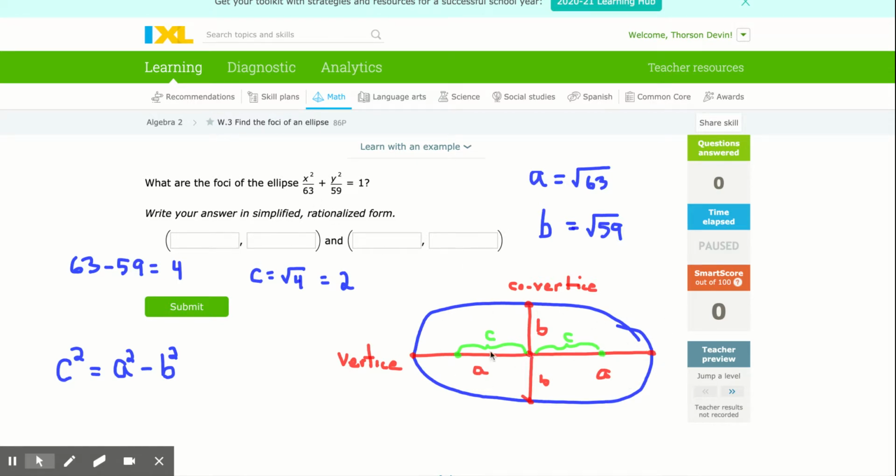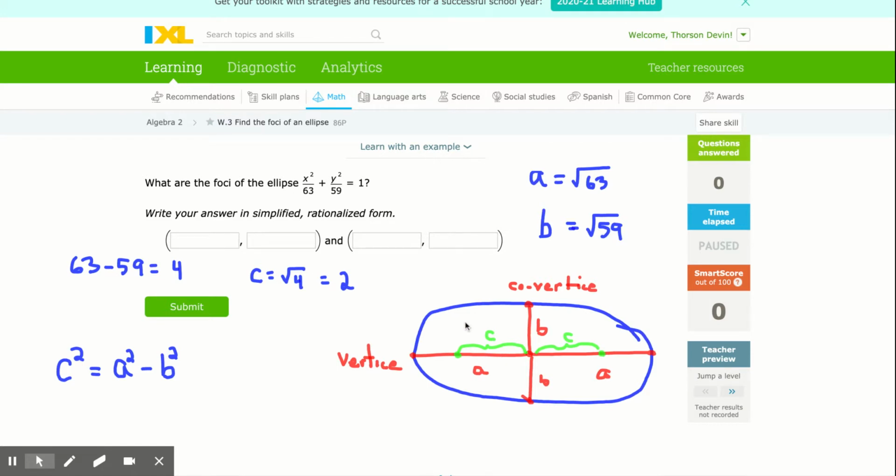We know our major axis has a length of 2a, where a is half the major axis, and it's the square root of the number underneath x squared. So this a length goes out to the vertex is the square root of 63. Our b length is the square root of the smaller number, which is the square root of 59.